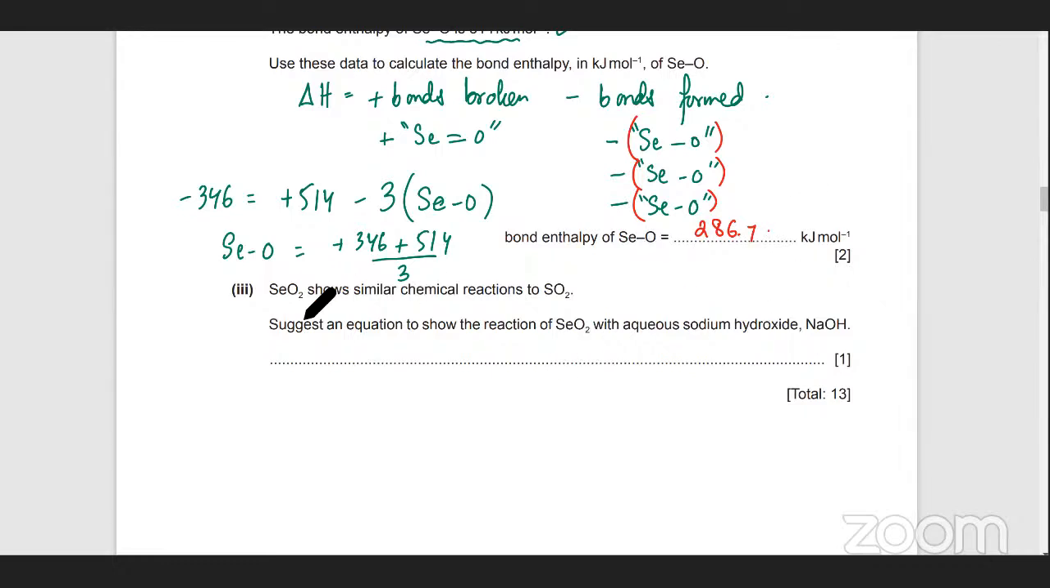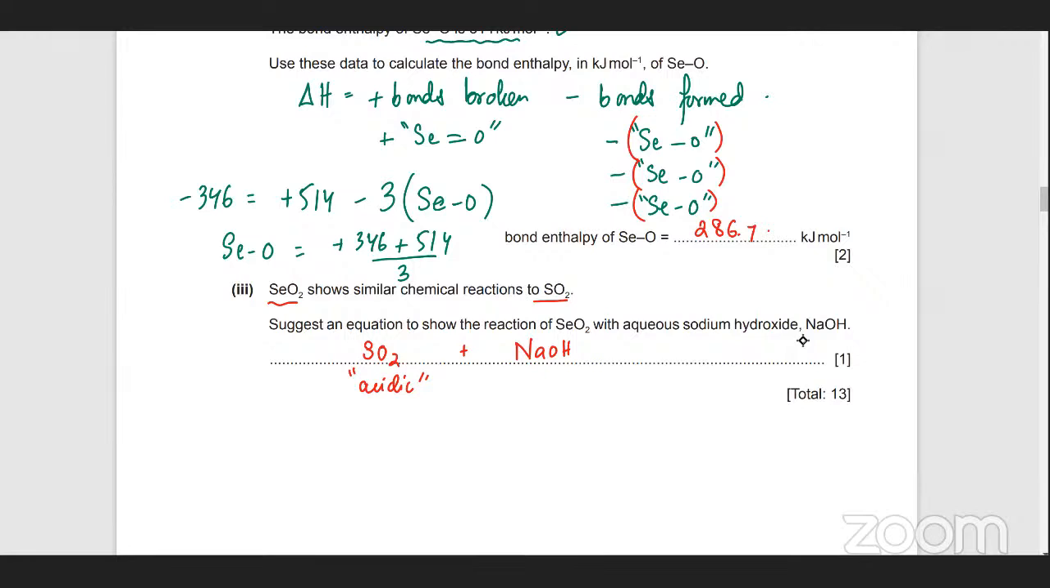As the next one, SeO2 shows similar chemical properties to SO2. Suggest an equation to show the reaction of SeO2 with aqueous NaOH. Now the question is about SO2, it's not about S, so don't change it. When a question is like this, it is basically talking about SO2. It's going to react with NaOH. Now it's an acidic oxide. Okay, this one is an acidic oxide.